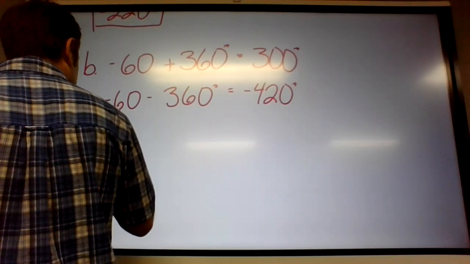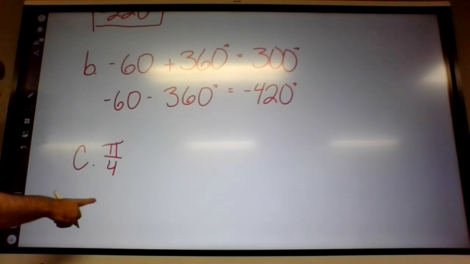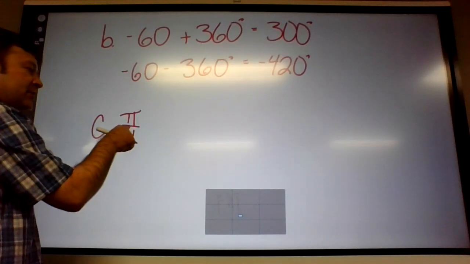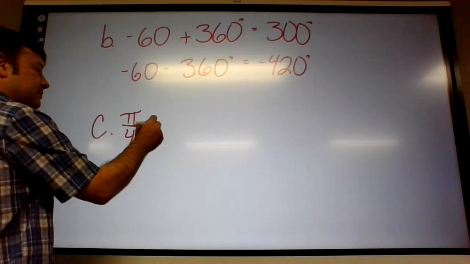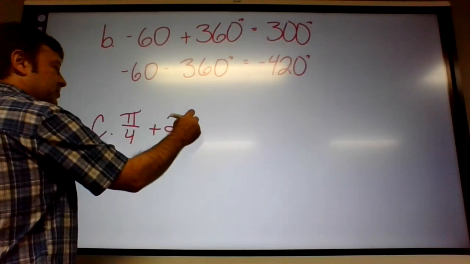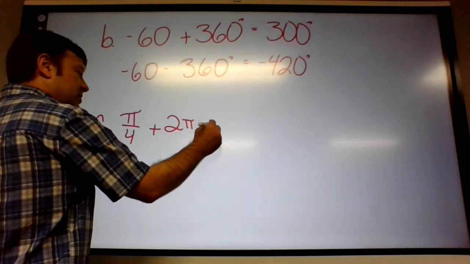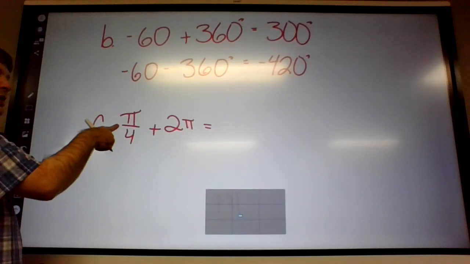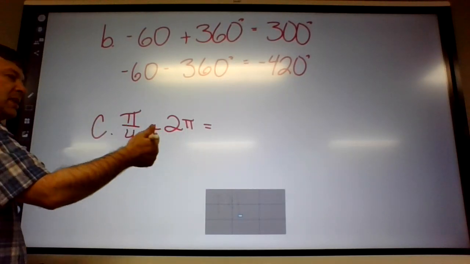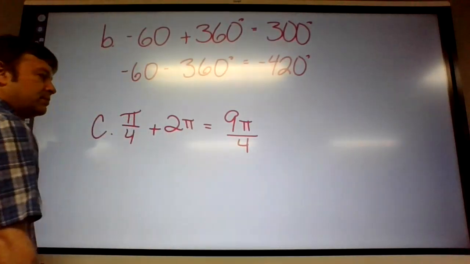Is yours to convert the radians into degrees? Oh no, if it's in radians, it's going to stay in radians. So instead of adding 360, what do we need to do? 360 is the same as 2 pi. So on C and D, we're going to be using 2 pi instead. You can let your calculator do it. You could plug in 1/4 plus 2, but it should be 9/4. So it's 9 pi over 4.